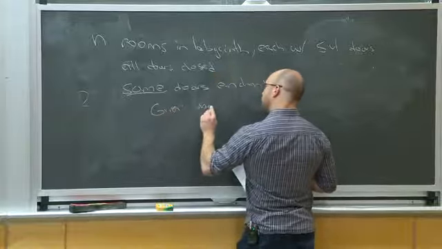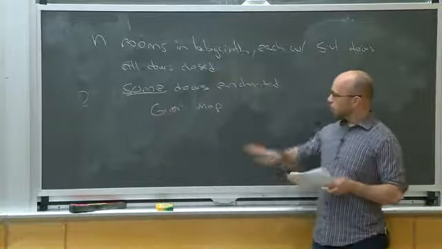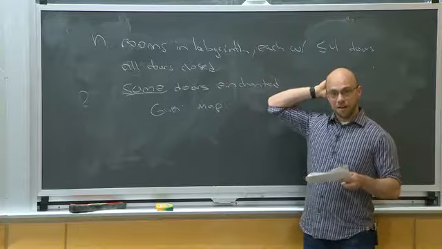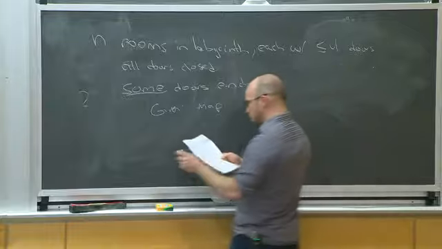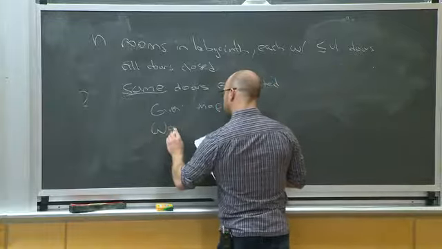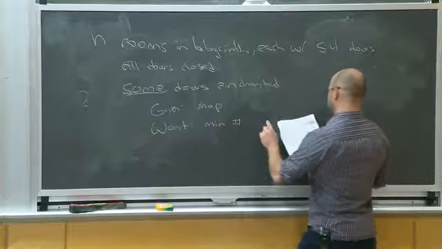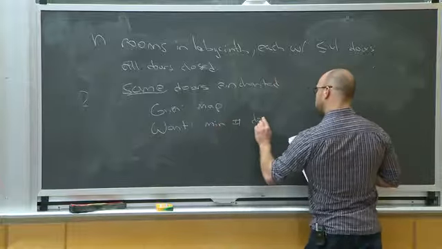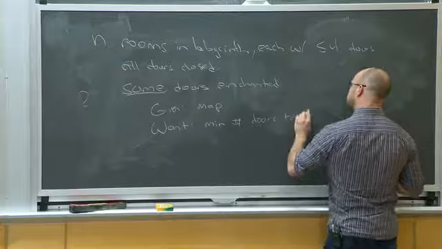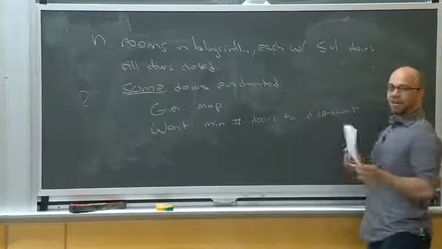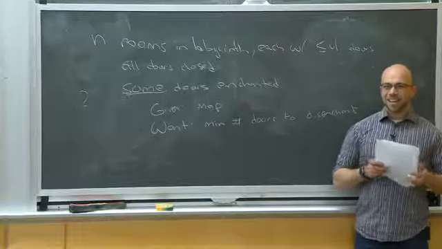And so what they're given is basically a map. This includes all of the different rooms, how they're connected to one another, and which of the doors are enchanted. And what I want is the minimum number of doors that they have to disenchant. Now, this problem is kind of sneaky.